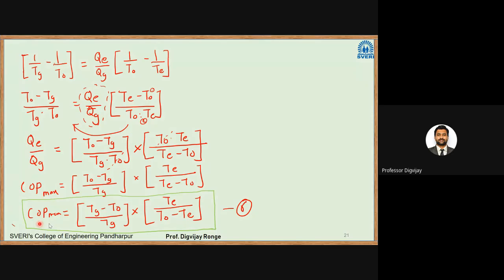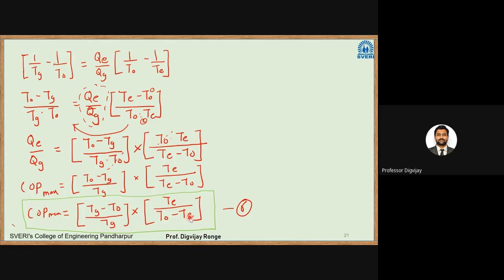So why will it be maximum? Because I have assumed all the processes are reversible. So if an engine or a refrigerator has reversible processes, that will give you the maximum coefficient of performance. So that equation is here: COP max is equal to (TG minus TO) divided by TG in one bracket, into another bracket TE divided by (TO minus TE). Okay. Now you see this equation carefully. Okay. So here, if you see TE divided by TO minus TE, this reminds me of the efficiency of some engine.